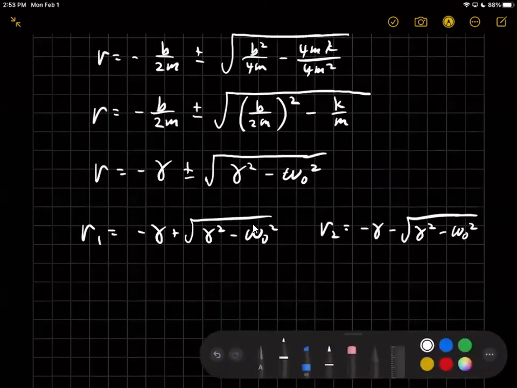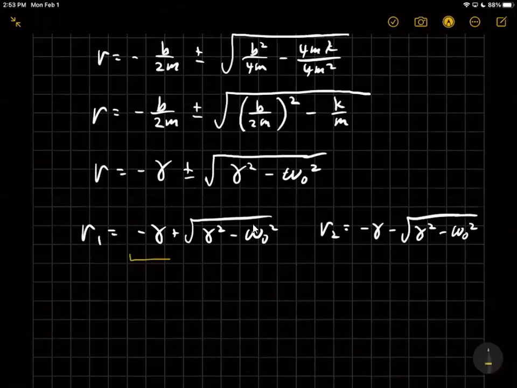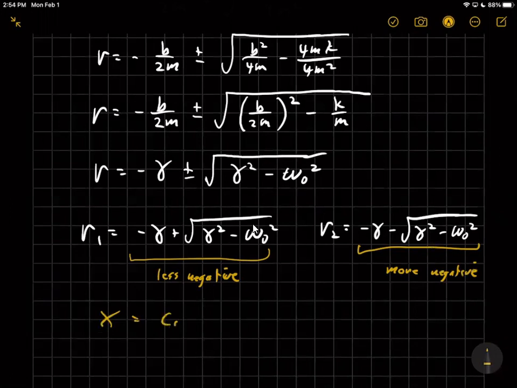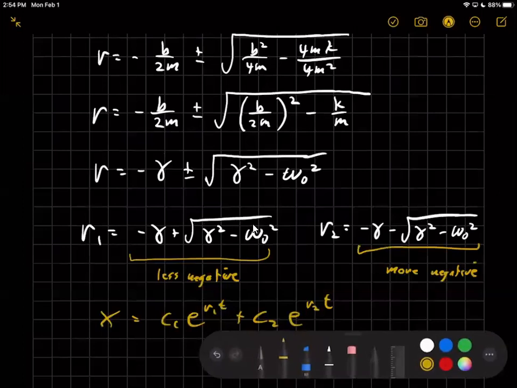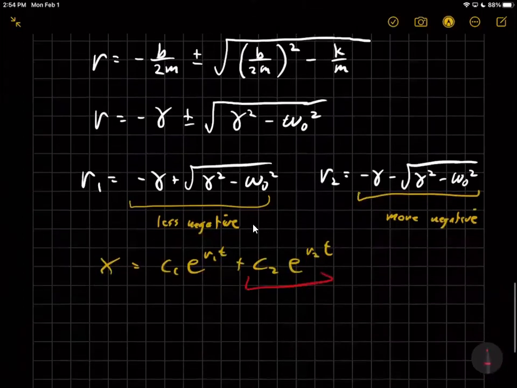Just a couple quick notes here, okay? You'll notice that this is going to be negative, but this will be less negative. This is not part of the proof, what I'm writing in yellow. I just want you to realize this. This will be more negative. So if you put it all back into the general solution, that x is equal to c1 e to the r1 t plus c2 e to the r2 t. Since the second one is more negative, this term dies faster. This dies quickly.